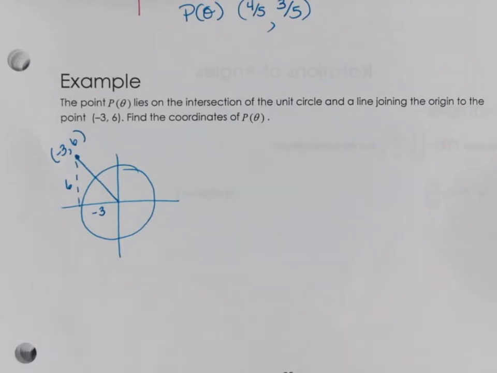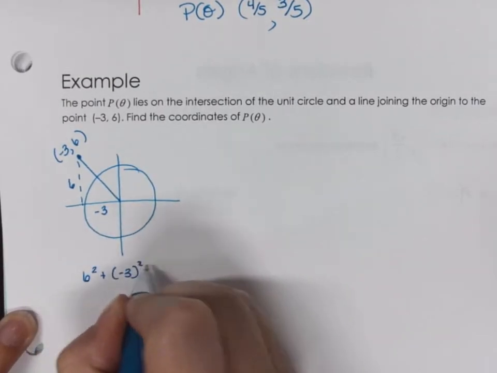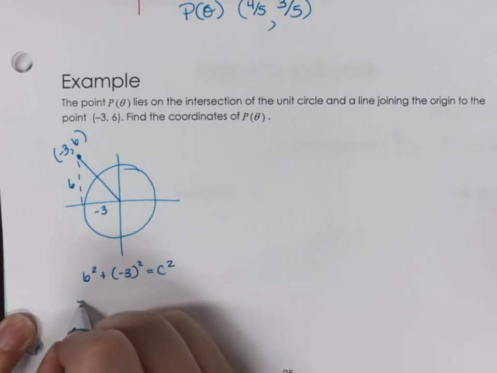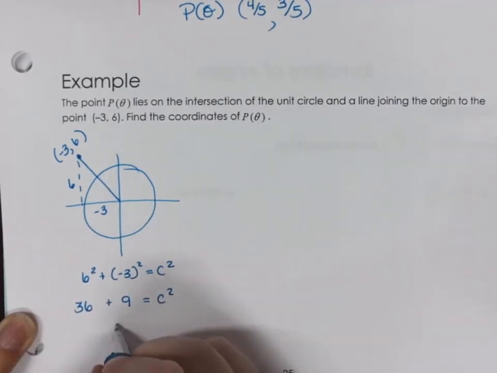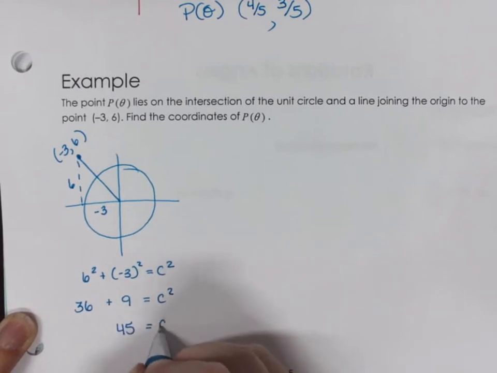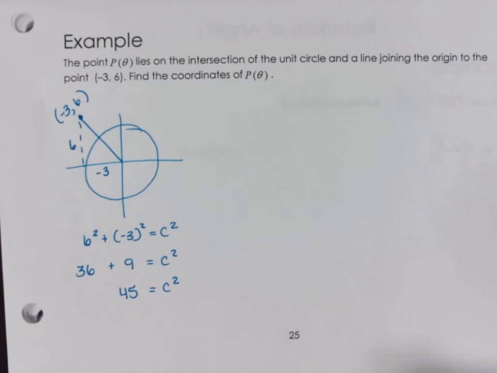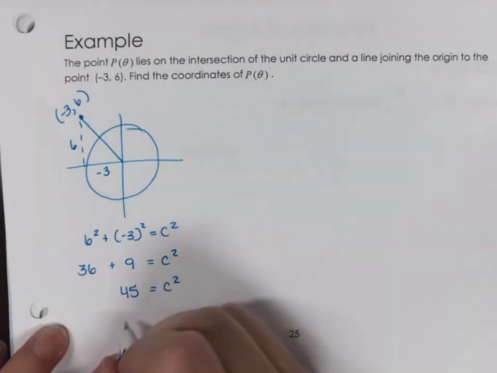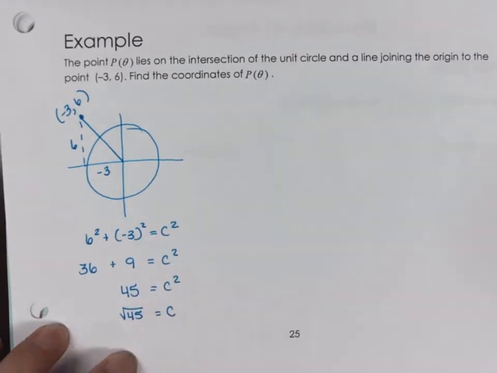Because when we do Pythagorean theorem, it's going to give us the positive principal root because we're squaring things, so that -3 is going to go away. Okay, so 6 squared plus -3 squared equals c squared. 36 plus 9 equals c squared. 45 equals c squared, so we have root 45 equals c.